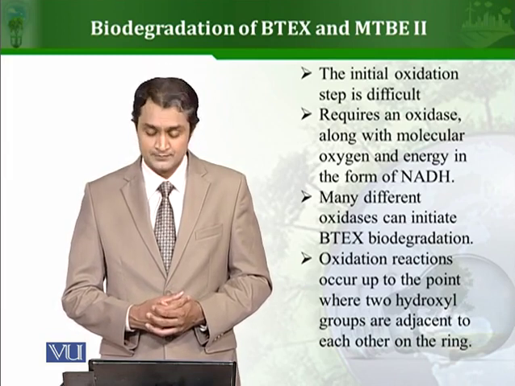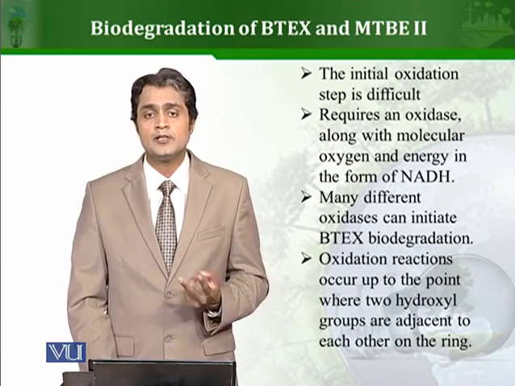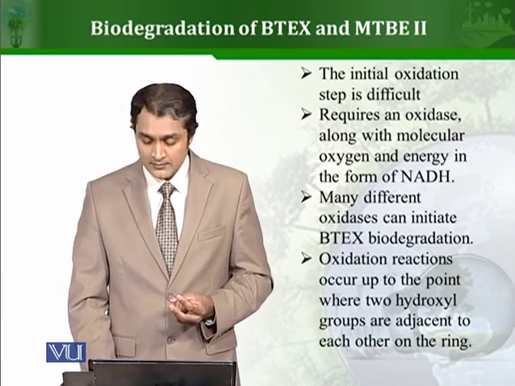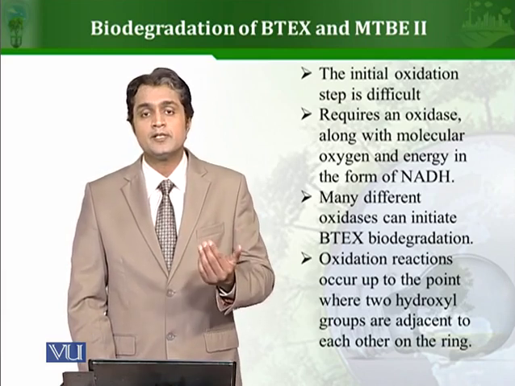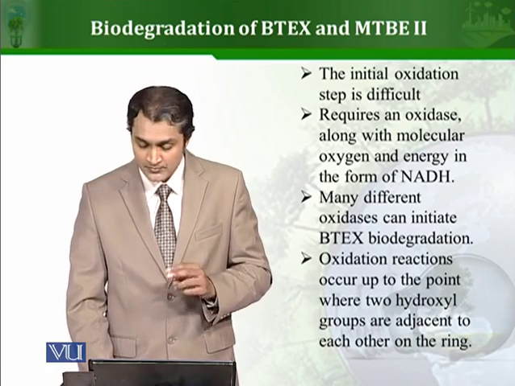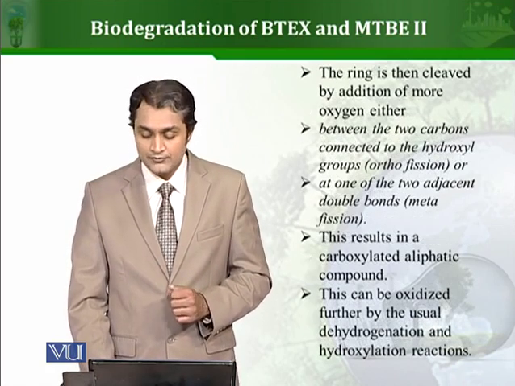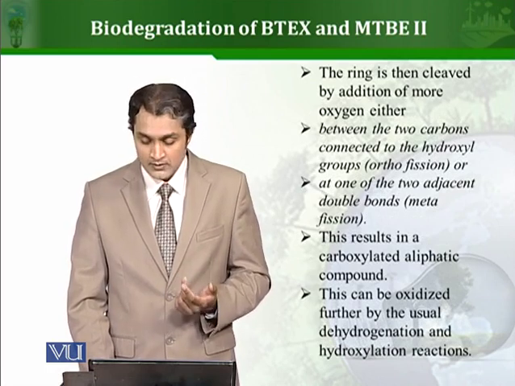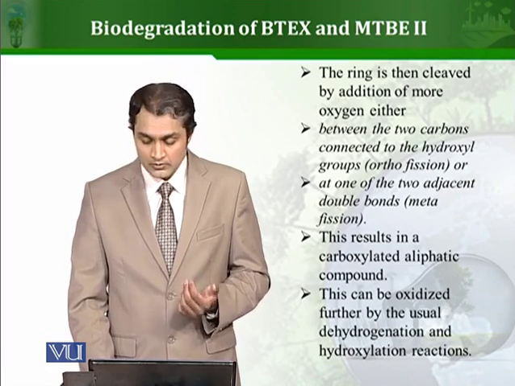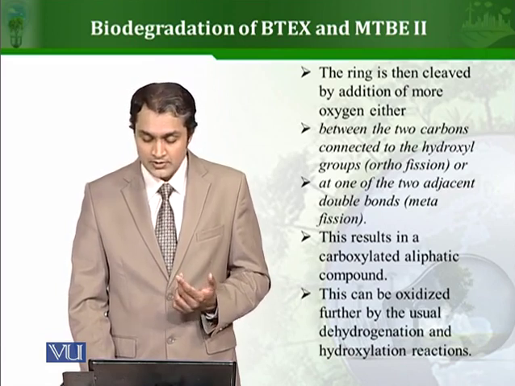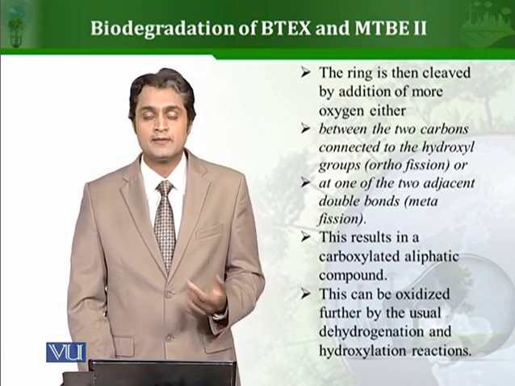of BTEX compounds. Now, the oxidation reaction usually occurs to a point where there are two adjacent hydroxyl groups to each other on the ring. The oxidation will proceed until there are two hydroxyl groups side by side on the carbon ring. The ring is then cleaved by the addition of more oxygen either between the two carbons connected to the hydroxyl groups, which will be called as ortho fission, or by the addition of oxygen at one of the two adjacent double bonds, which will be called as meta fission.